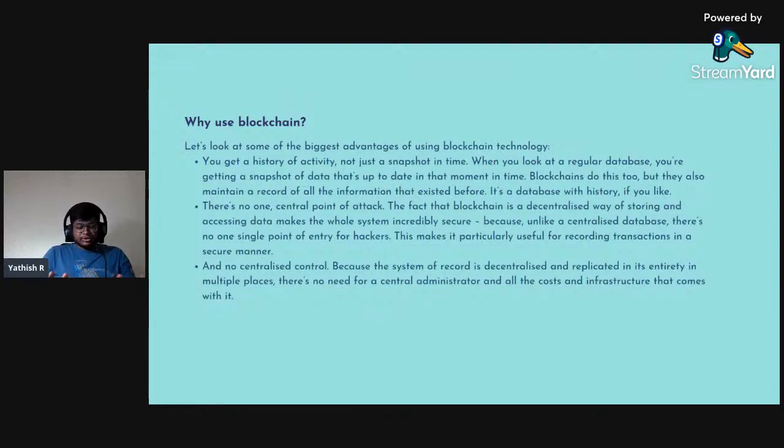So the next question: why do we need blockchain? How do we get certain value out of it? This is something that everybody starts asking when we talk about blockchain. So let's look at some of the biggest advantages of blockchain.